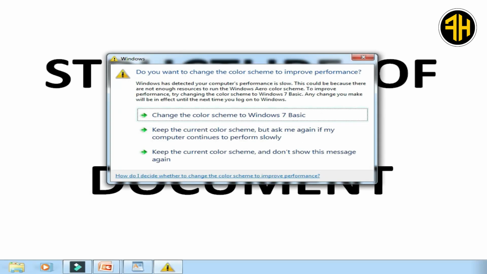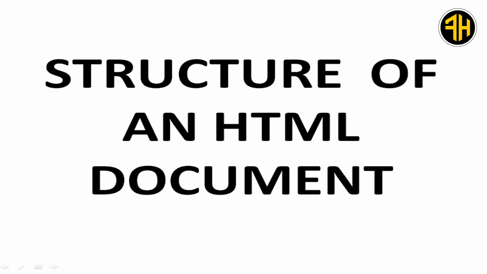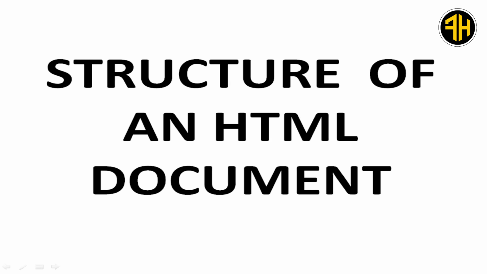Structure of an HTML document. An HTML document contains two parts, head and body. The head section contains information about the document. The body section contains everything that is displayed on the web page. It includes text, graphics.